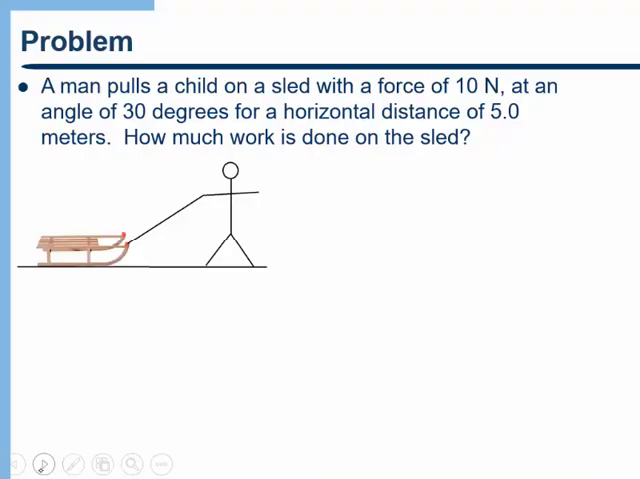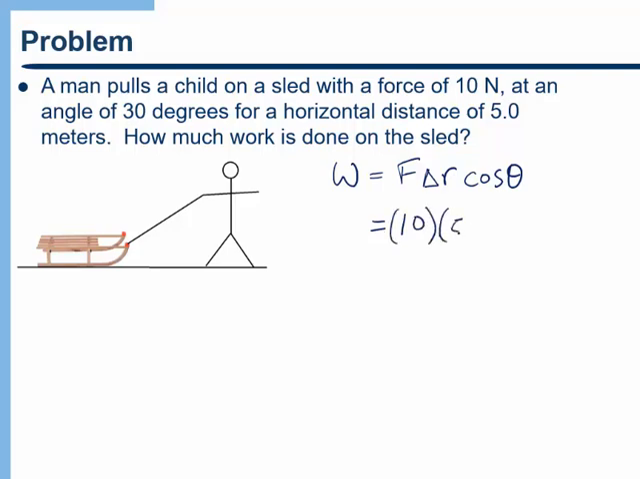Let's review a problem that we did last time. A man pulls a child on a sled with a force of 10 newtons at an angle of 30 degrees for a horizontal distance of 5 meters. How much work is done on the sled? As we did before, the work is equal to the magnitude of the force times the magnitude of the displacement times the cosine of the angle between them. And pretty quickly, we found that the work done in this case was 43 joules.